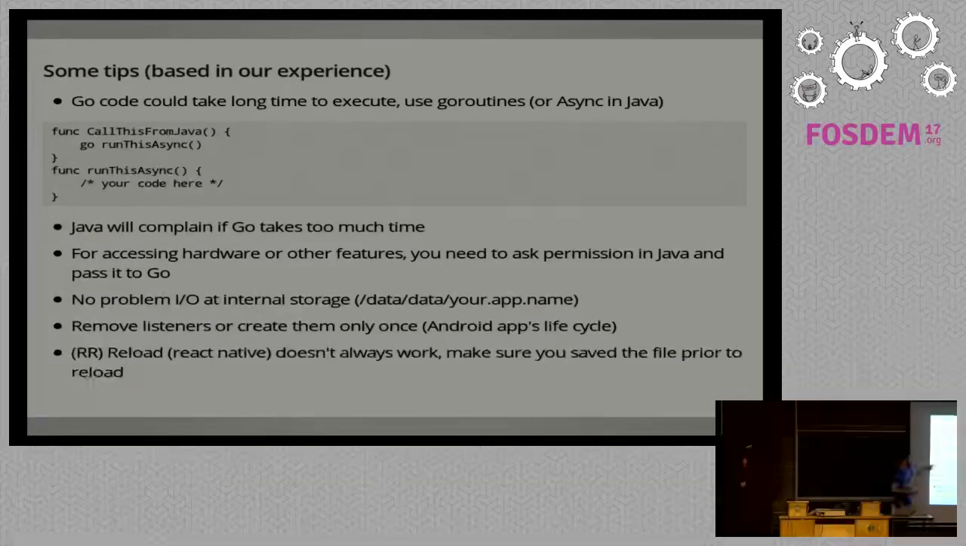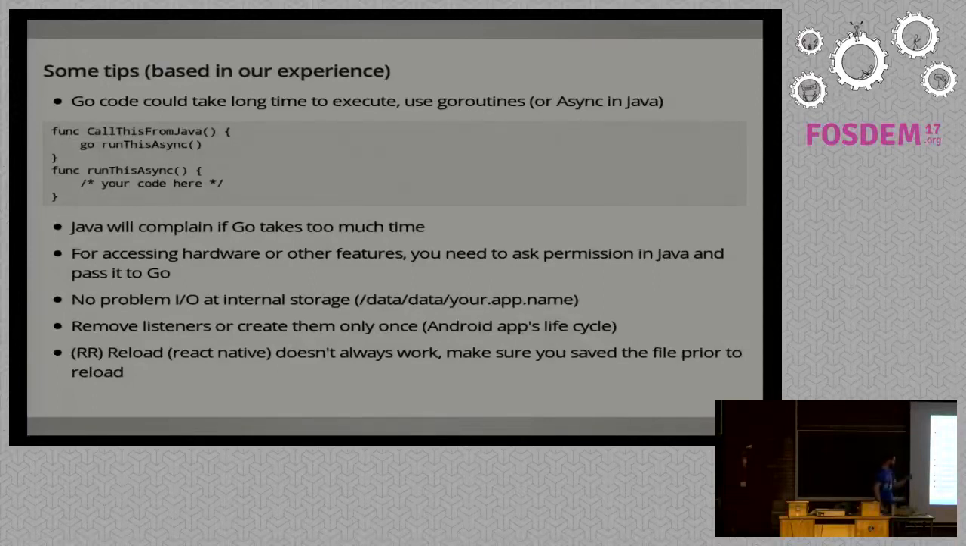As I said before, for accessing hardware or other features, you need to ask permission in Java and then pass the file descriptor, the pointer, or the reference to Go. I've been told there is a little trick: you could target an older SDK version in Java that doesn't include that feature, so you may be able to use the USB directly from Go. But very, very little Java code was needed, so we don't have any problem writing or reading files at the internal storage.